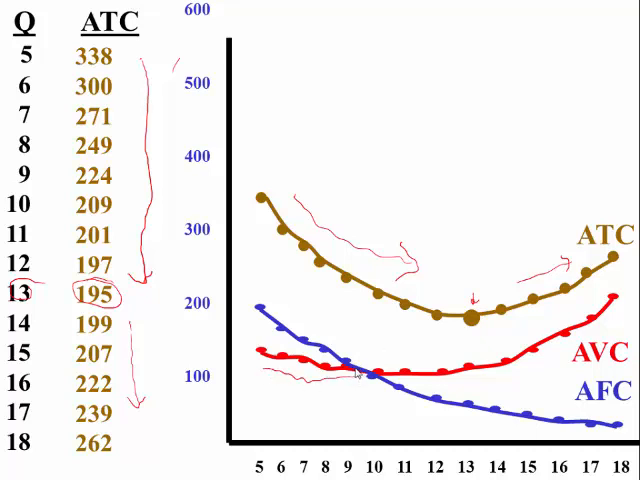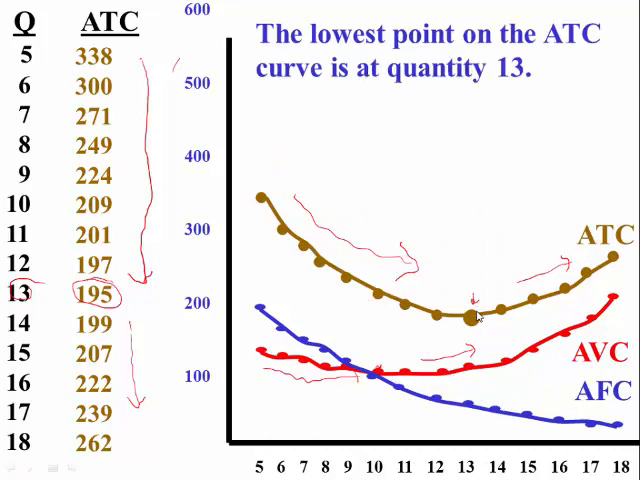Notice it goes down to this point on the red, or the average variable cost, until the 10th unit, and then it begins to climb. This again will become important later on in our discussion. So at the lowest point, which is 13, the average total cost is 195.